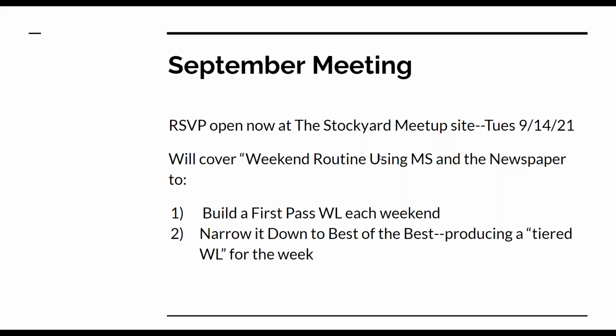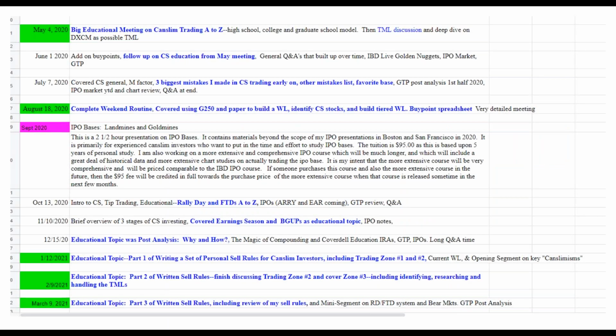The key is narrowing that down, doing the work. How do you cut that down to just 3 or 4? How do you get to the best of the best that O'Neill tells us to focus on? How do you do that CANSLIM evaluation? So we're going to cover that at our September meeting.